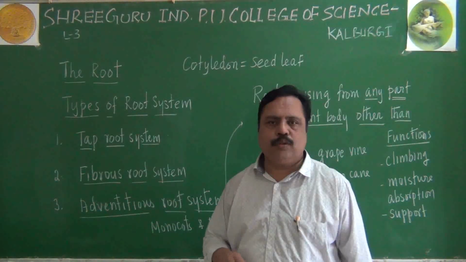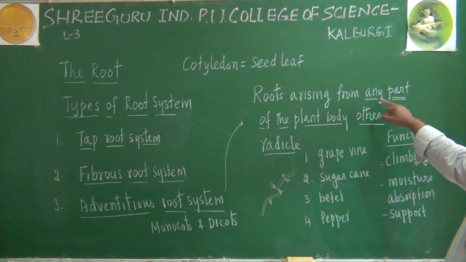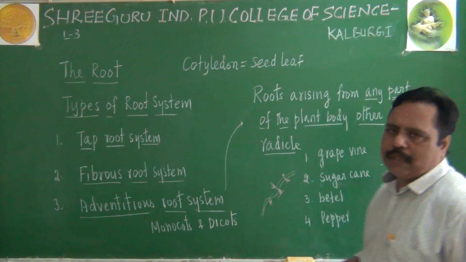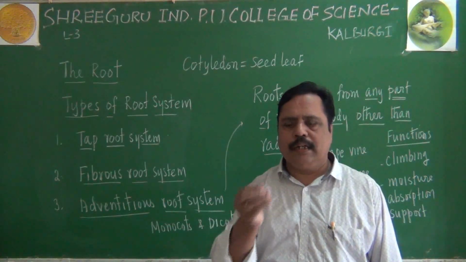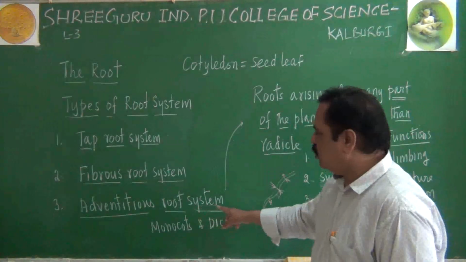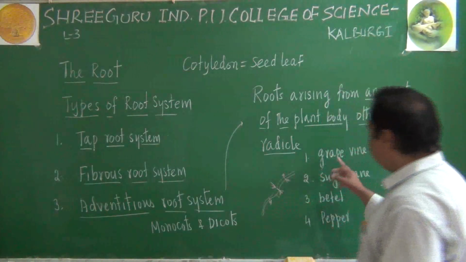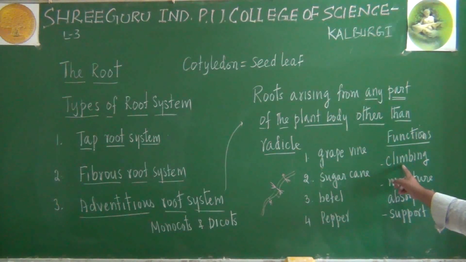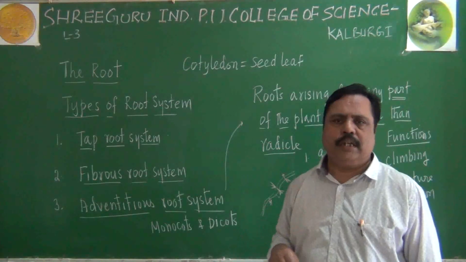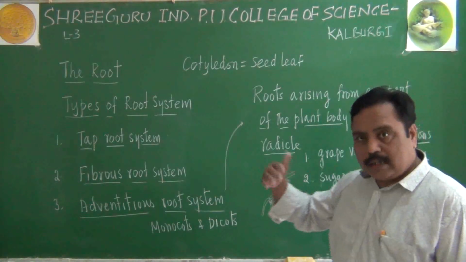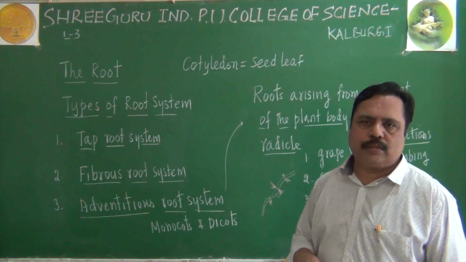But adventitious roots are not arising from radicle. Then where from do they arise? They arise from any other part of the plant body. So any part of the plant body except radicle that produces the root, such a root will be called adventitious roots. Why should they be produced? They are produced for climbing purpose, for support, for absorption of nutrient or moisture actually. They can grow on other plants also as parasite. So such roots are called adventitious roots.